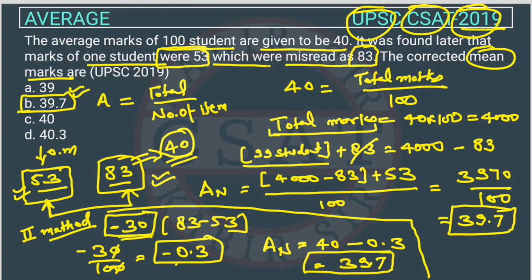If it would have been vice versa, like the original marks would have been greater than 83, okay, then it would have been positive here, right? So it will get added into the current average, right?